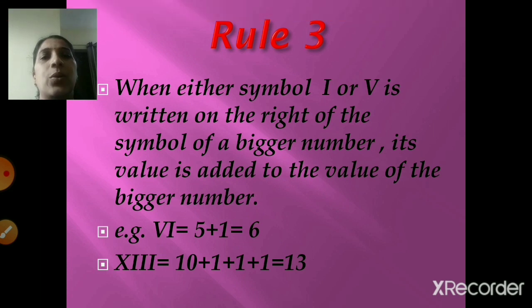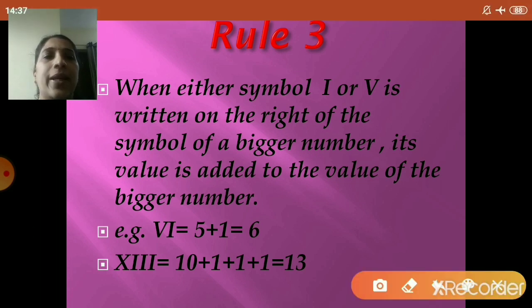Now let's go to rule 3. When either symbol capital I or capital X is written on the right of the symbol of a bigger number, its value is added to the value of the bigger number. For the example, here you can see the symbols capital V and capital I. The symbol I is written on the right of V, so we are adding it. 5 plus 1 is equal to 6.